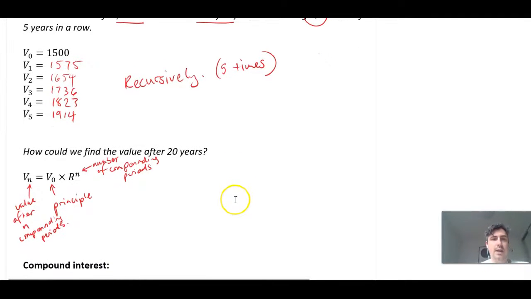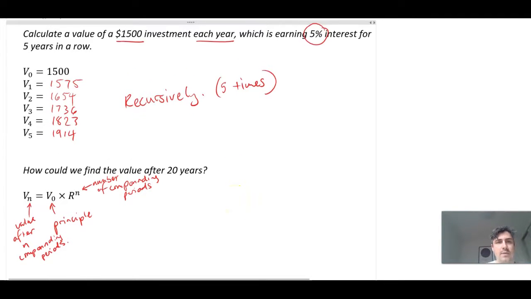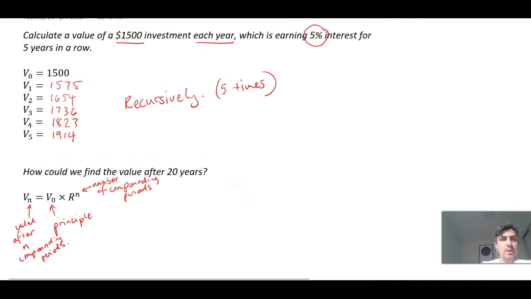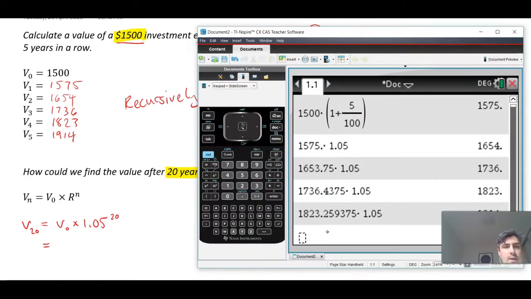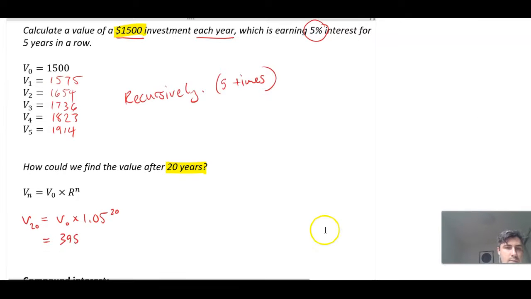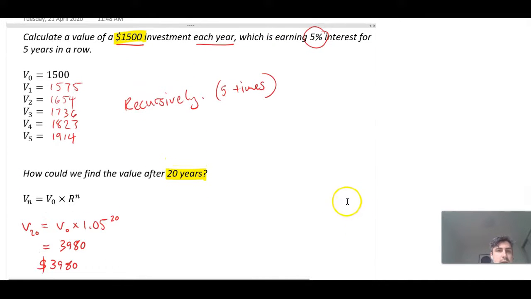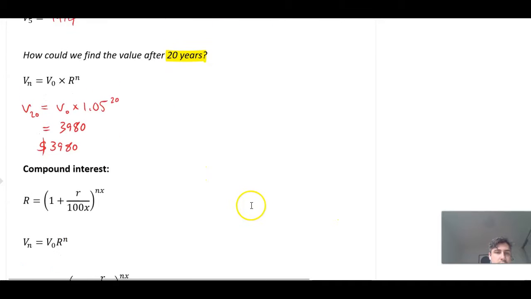So how would we use this to find the value of the original investment in the question, 1,500, after 20 years? Pause the video and have a go at that now. Here we will do V20 is equal to V0 times 1.05 to the power of 20, and that will give us the final value. The answer should always be written. So that's how you do it using a rule for the same procedure.